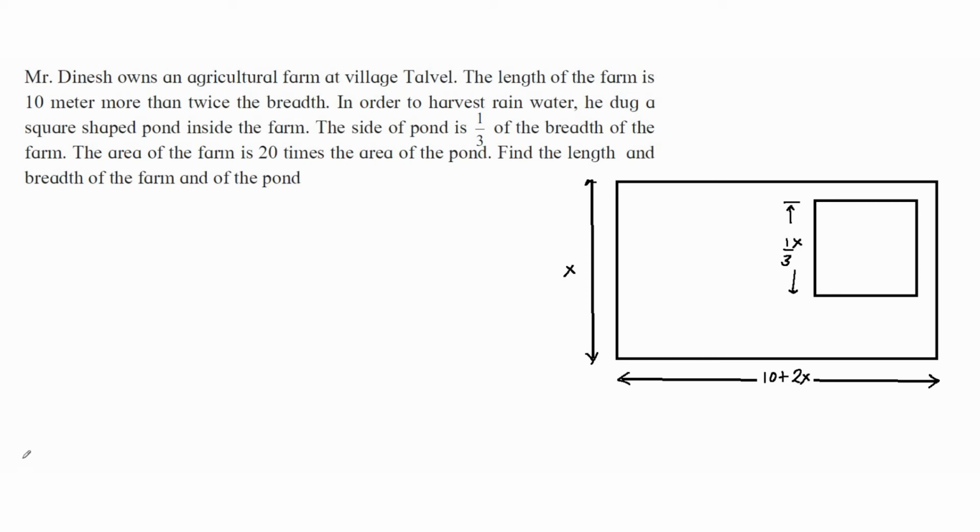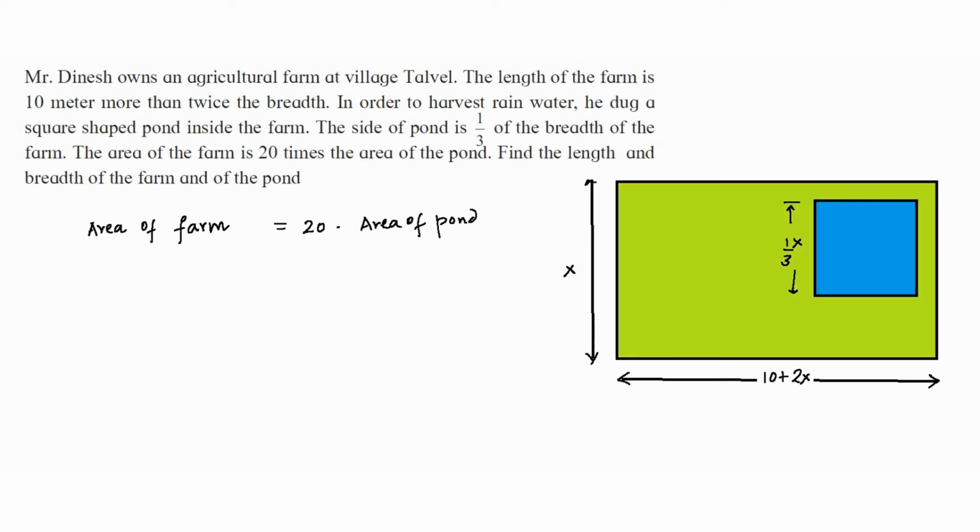So let's make the equation now. It's given that the area of the farm is 20 times the area of the pond. So this is the pond here. Let's shade it with the blue color. And this is the farm here. So let's shade it with the green color. So now let's make our expressions first.